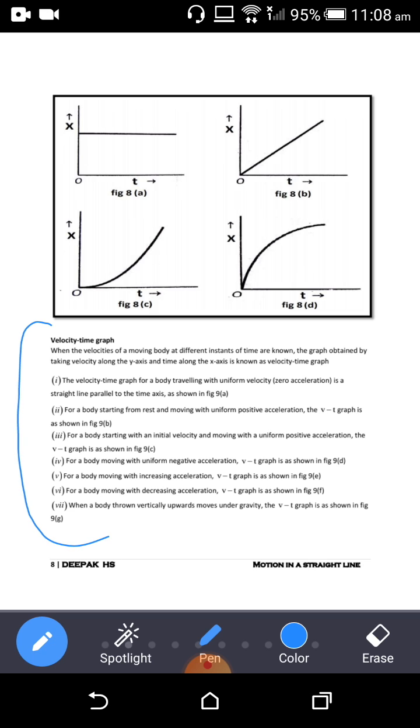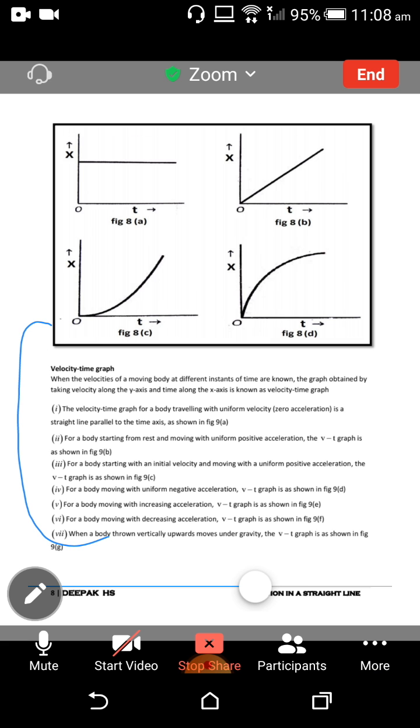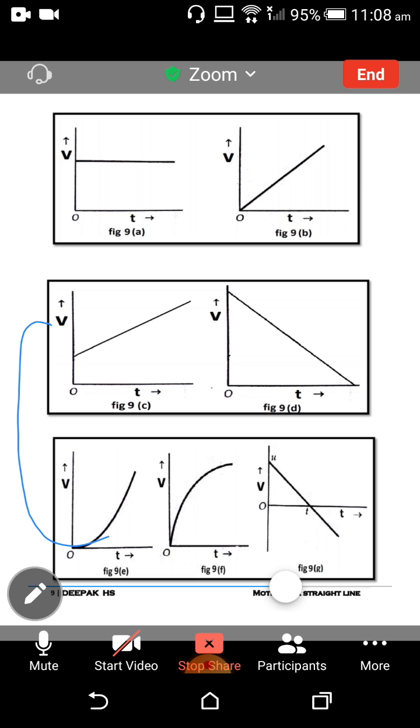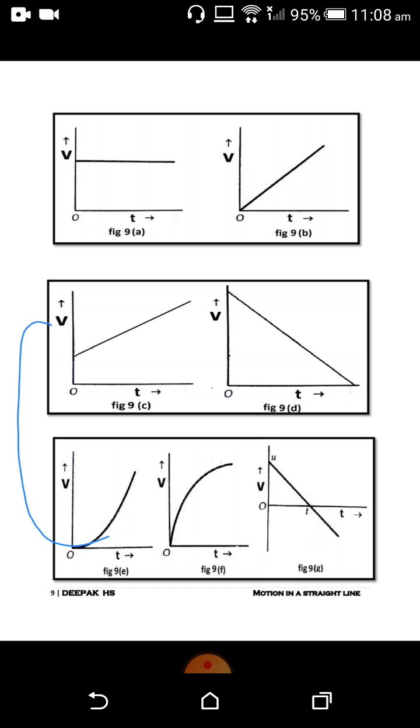You have this velocity time graph for different cases. So in the velocity time graph you can go through the first one there. As I said, in your examination any one or two questions can be asked from these graphs. They'll ask you to draw a velocity time graph, either for an increasing velocity or decreasing velocity, something like that. They can ask different cases, so you can go through the different cases here.